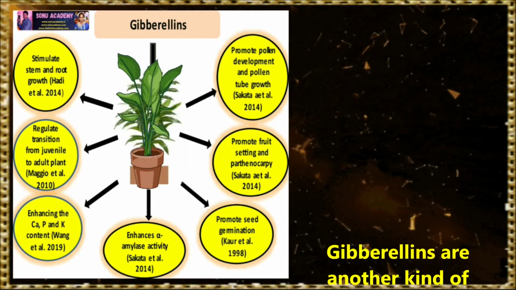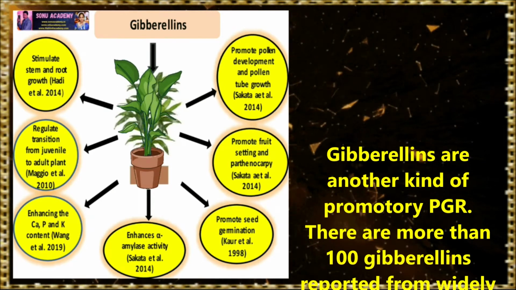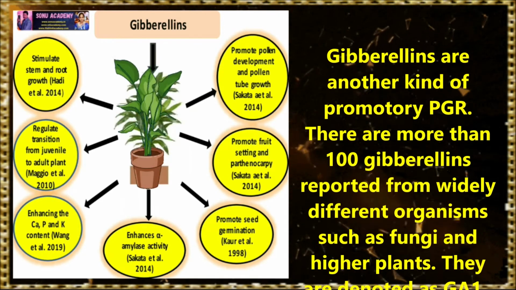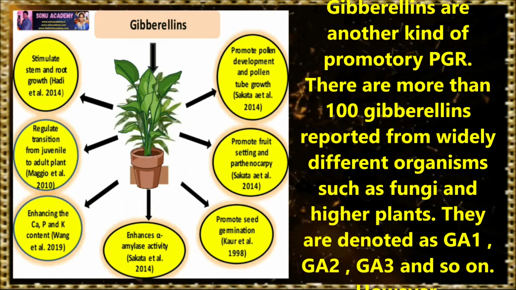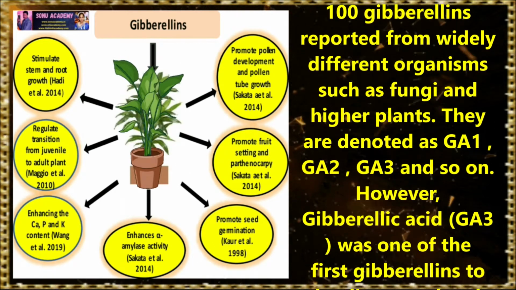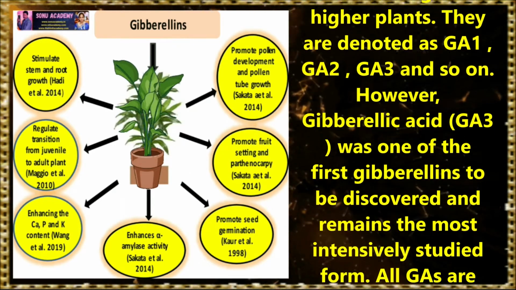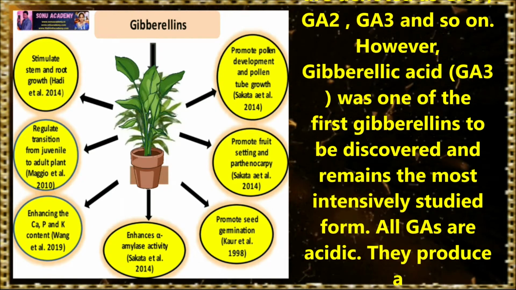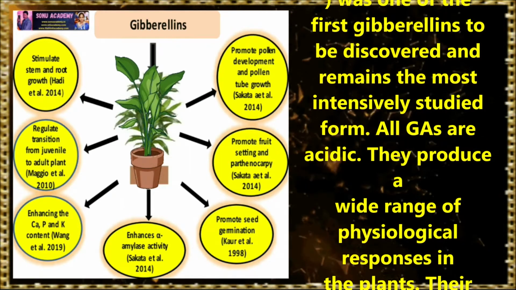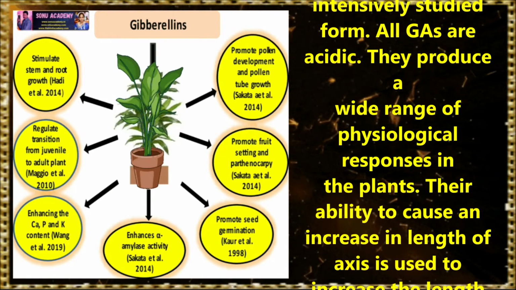Children, now let us discuss gibberellins. Gibberellins are another kind of promotory PGR. There are more than 100 gibberellins reported from widely different organisms such as fungi and higher plants. They are denoted as GA1, GA2, GA3 and so on. However, gibberellic acid GA3 was one of the first gibberellins to be discovered and remains the most intensively studied form. All GAs are acidic.